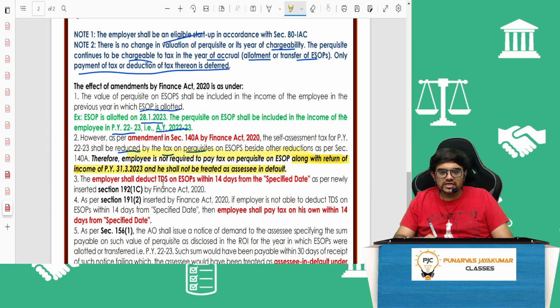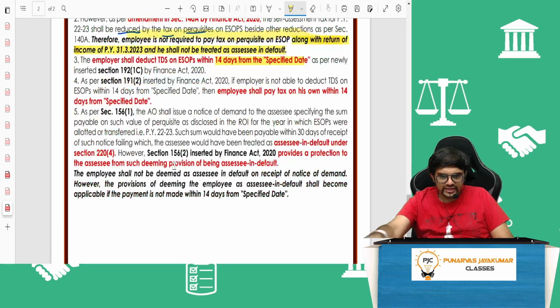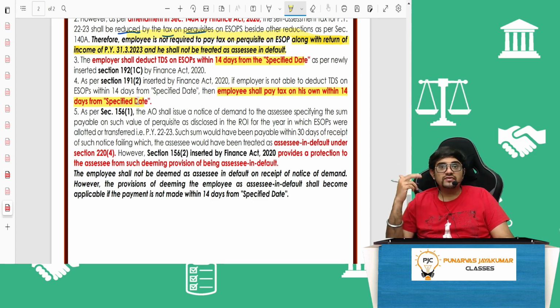The employer shall deduct TDS on ESOP within 14 days from the specified date, as per the newly inserted section. As per 192(1)(c) inserted by Finance Act, if the employer is not able to deduct tax within 14 days, the employee shall pay the tax on his own within 14 days from the specified date. This was the direct tax scheme.